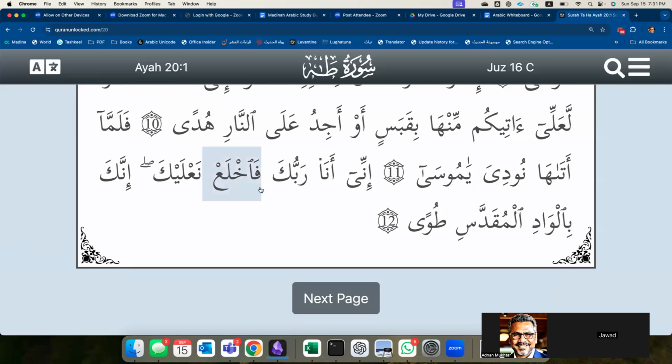Okay? فَاخْلَعْ نَعْلَيْكَ, take off your shoes. Na'al means shoe, sandals, shoes. Take off your shoes. Why should you take off your shoes? إِنَّكَ بِالْوَادِ الْمُقَدَّسِ طُوًى, because you are in a muqaddas valley, a holy sanctuary valley that's called Tuwa.